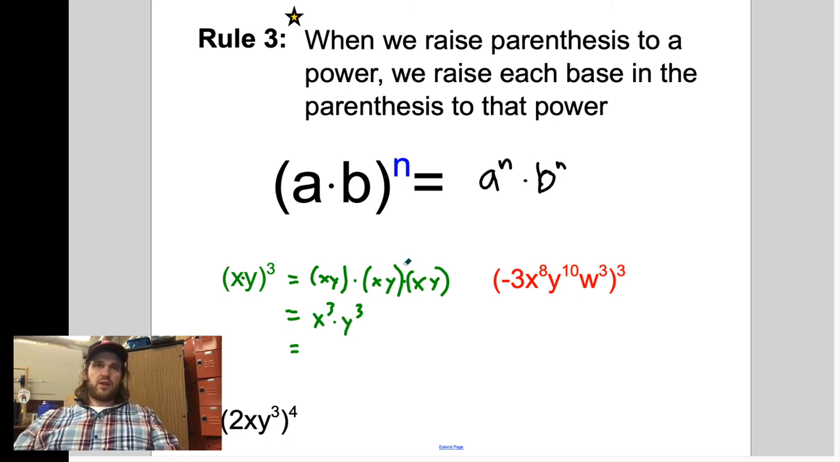So the real way that you should have done this is you can just skip this step altogether and go x times y to the 3rd. Well, we raise them both to the 3rd power. So what if they already have a power? Well, then we get to apply rule 3 and rule 2. Interesting, interesting.